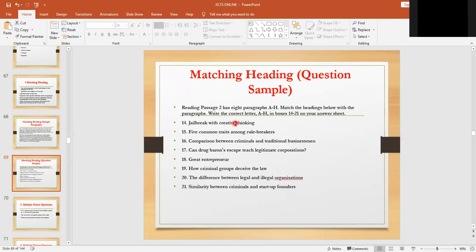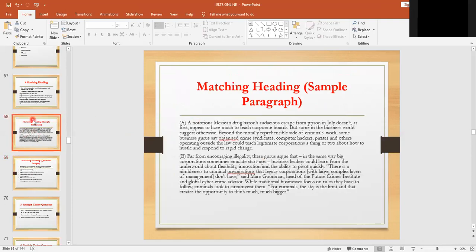So if you know how to read with main idea in mind, you will easily get all the matching task questions. The next lecture will be about matching task, question type, and I'm going to treat this matching task and other question types.